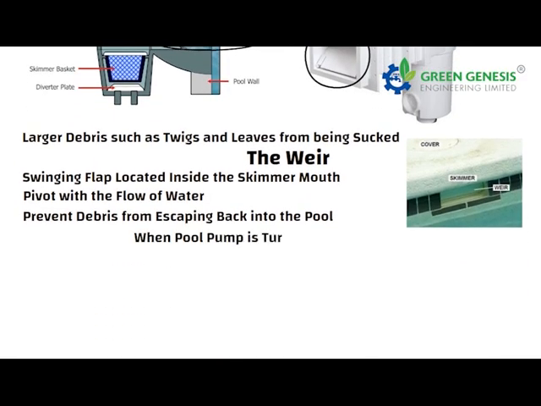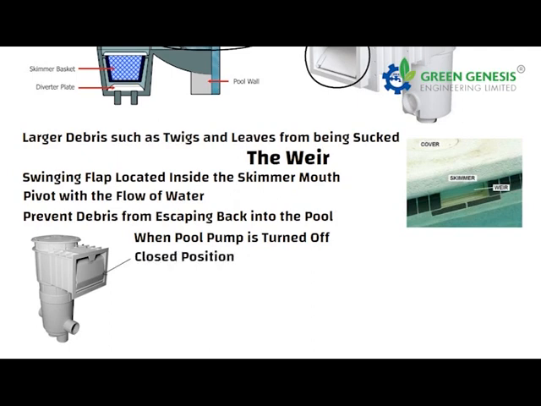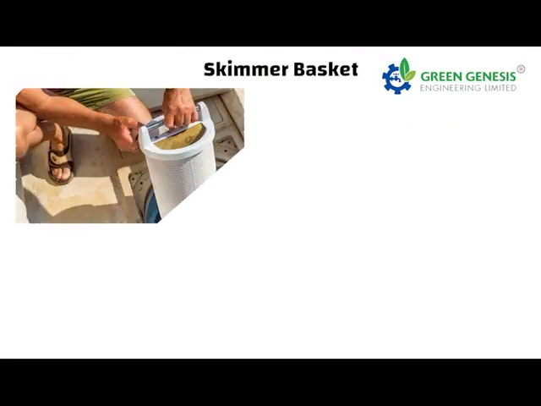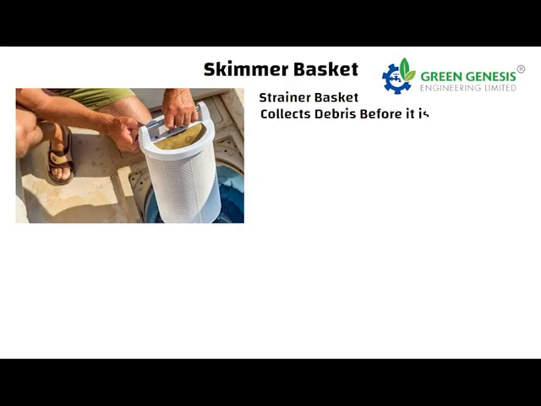When the pool pump is turned off, the weir cleverly moves into a closed position which prevents debris from re-entering the pool. The skimmer basket, also known as strainer basket. It collects debris before it is pulled into the pump.